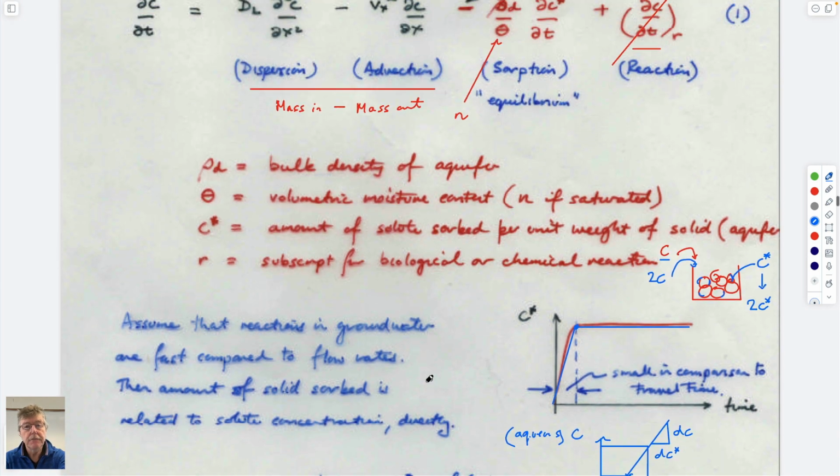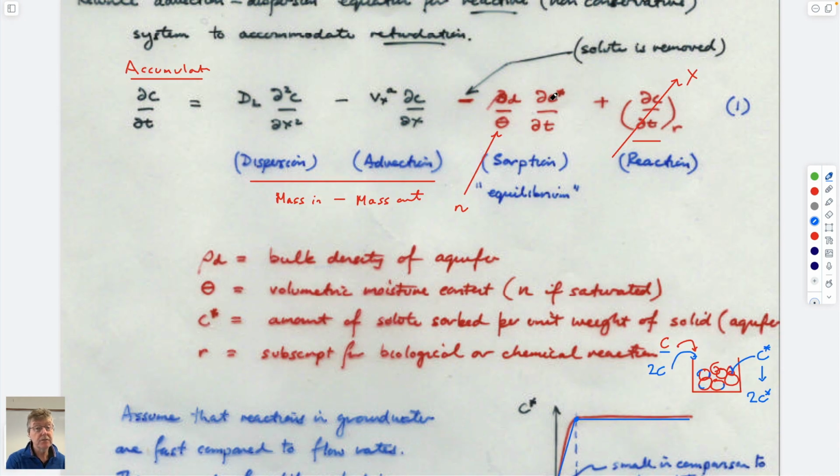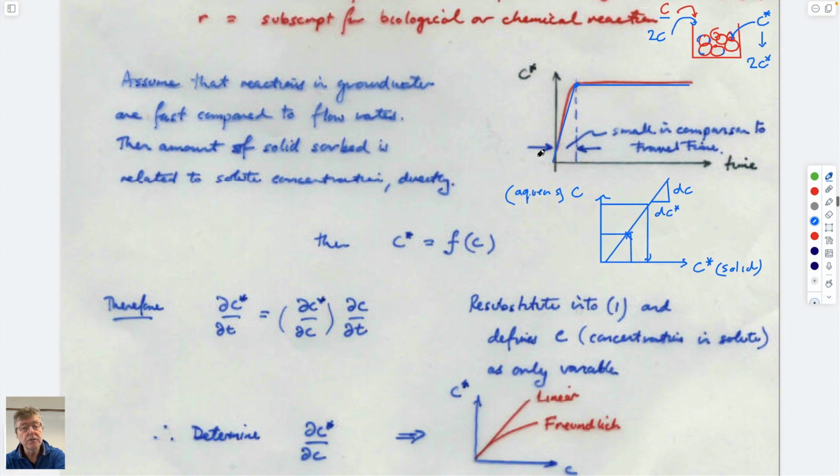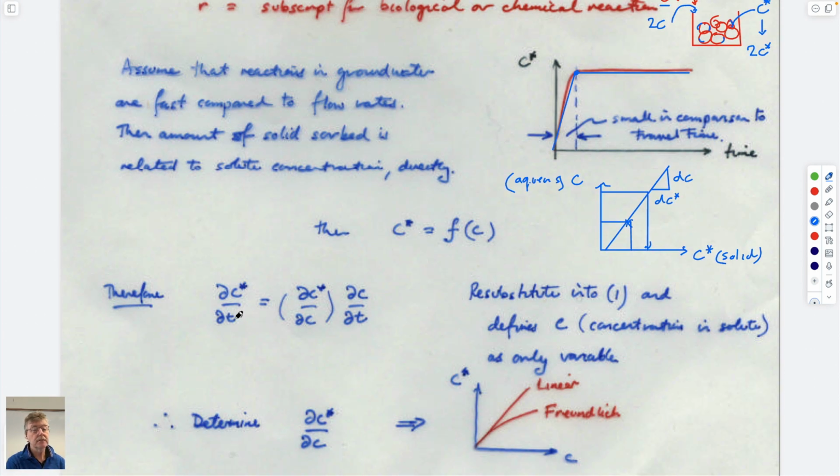And so if we're interested in writing our expression in terms of a concentration on the solid changing with time, we could also write this as, I'll do it in red. You've seen this done before, this kind of little trick. If you multiply top and bottom by dC, then you've just changed it.